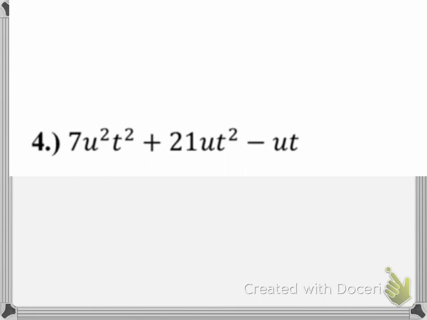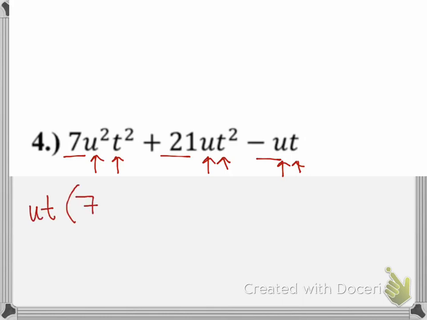So then in number 4, I like number 4. There's a lot of variables going on, so that's kind of confusing. I always look to the numbers first to see what my GCF might be. So I've got 7, 21, and then I've got -1. So in this one, there's actually no number I can factor out. So now I'm going to look at the variables. So here they've got 2 U's and 2 T's, 1 U, 2 T's, and then 1 of each. Okay, so I know that they at least have 1 U and 1 T that I can factor out.